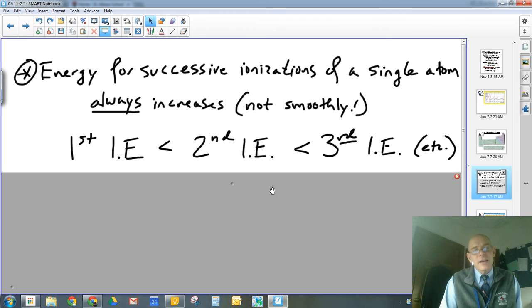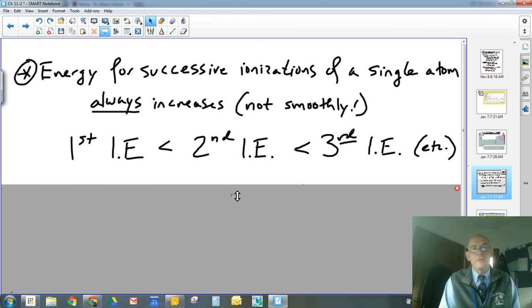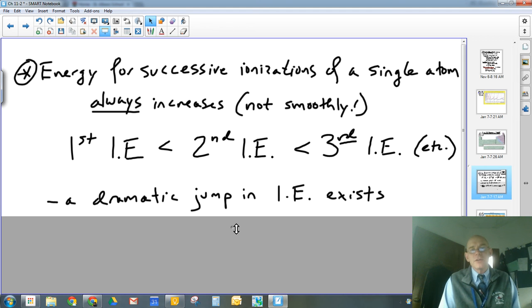And this kind of makes sense because the number of protons doesn't change. So as you remove electrons, the attractive force to that unchanging nucleus is greater and greater. So it takes more and more energy to remove the second or third electron. However, it's not smooth. It's not an incremental increase in energy as you pull off the first, the second, the third electron. In fact, there's a dramatic jump in ionization energy.